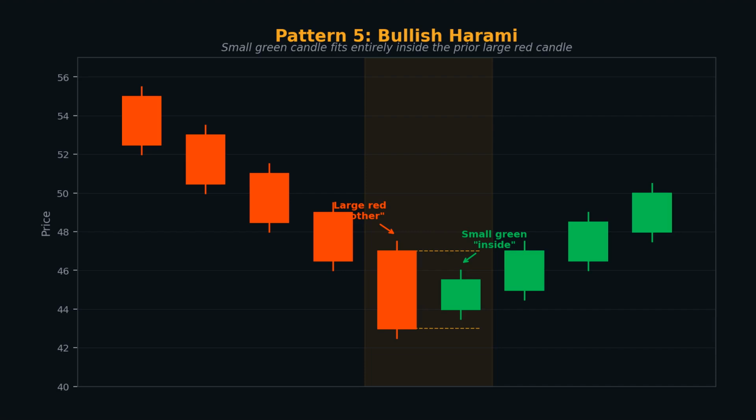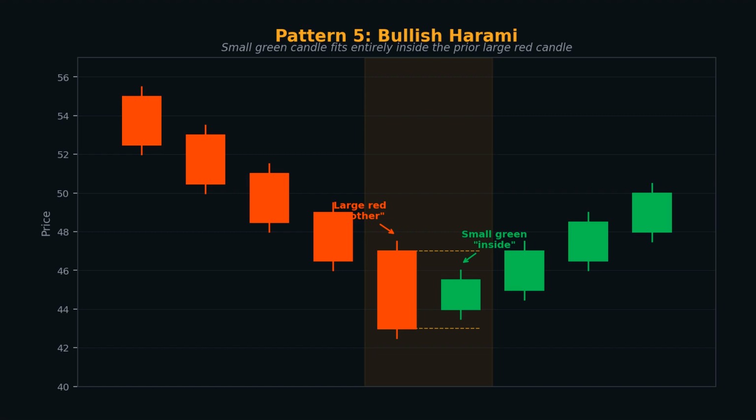Pattern number 5, the Bullish Harami. The word harami comes from the Japanese word for pregnant, and once you see the pattern, the name makes sense. A large red candle is followed by a small green candle whose entire body fits inside the body of the big red candle. The big candle is the mother, and the small one is tucked inside it.